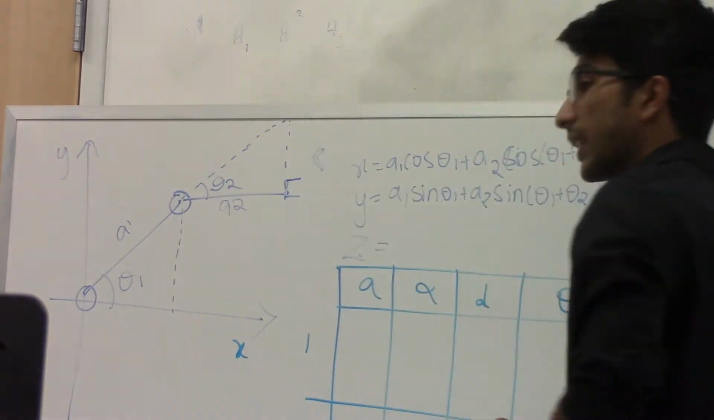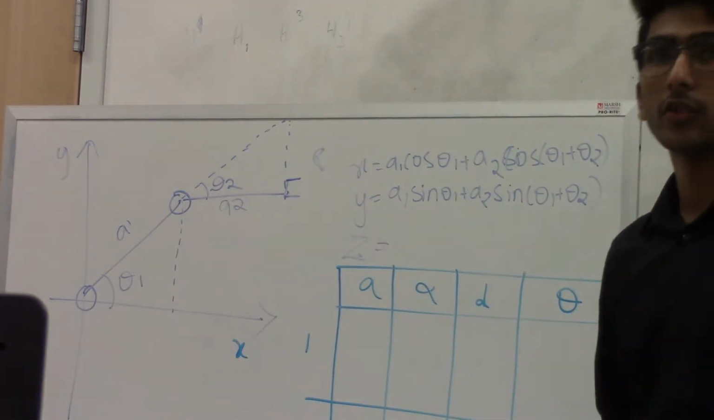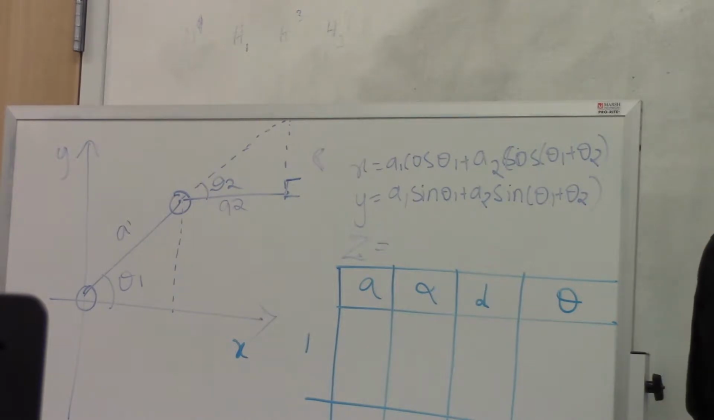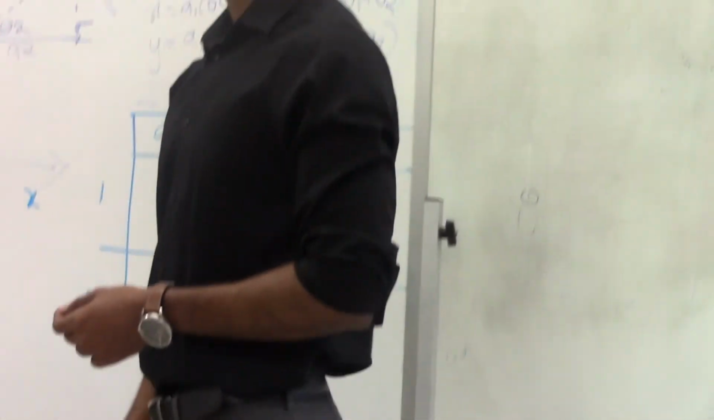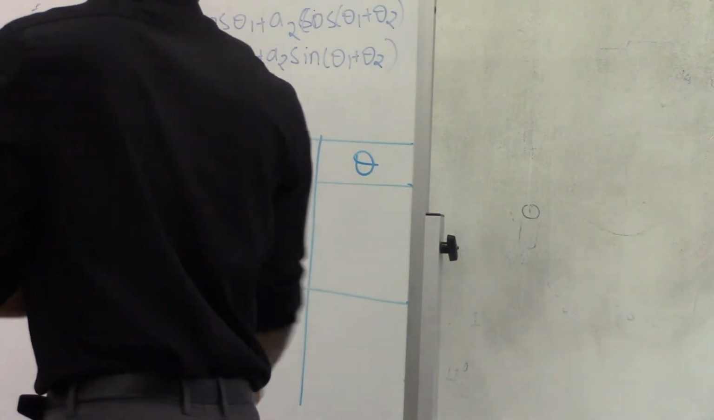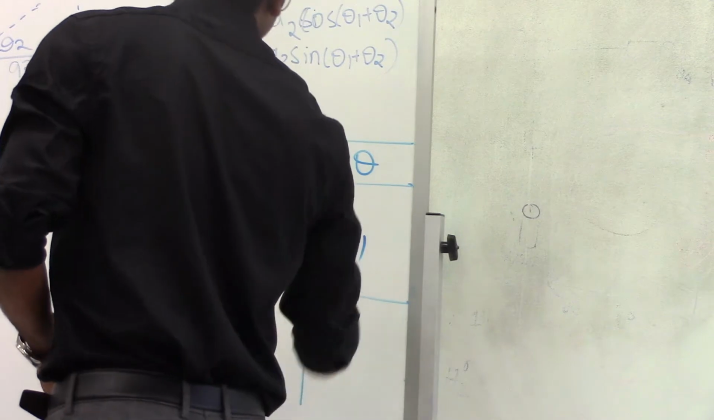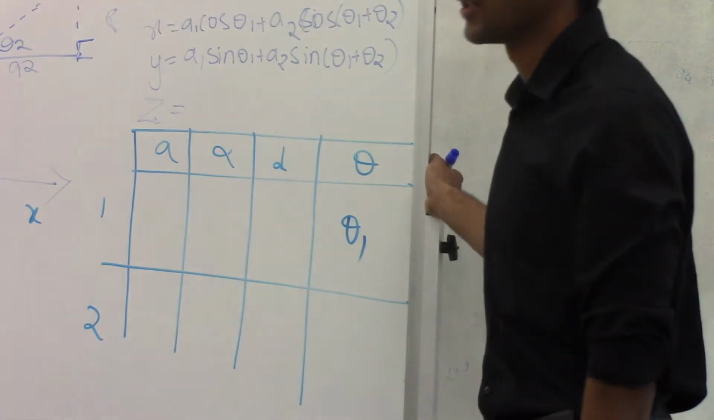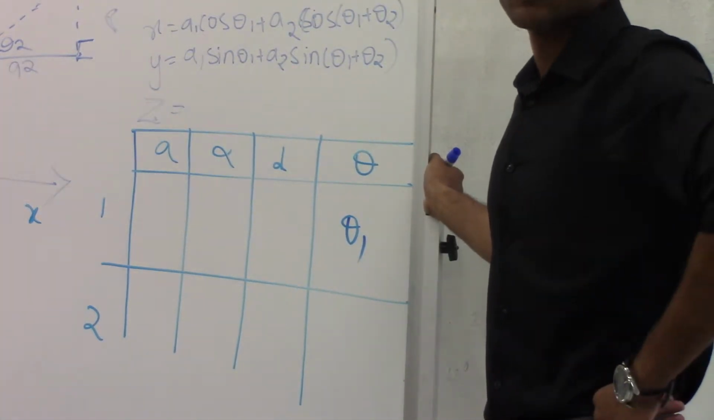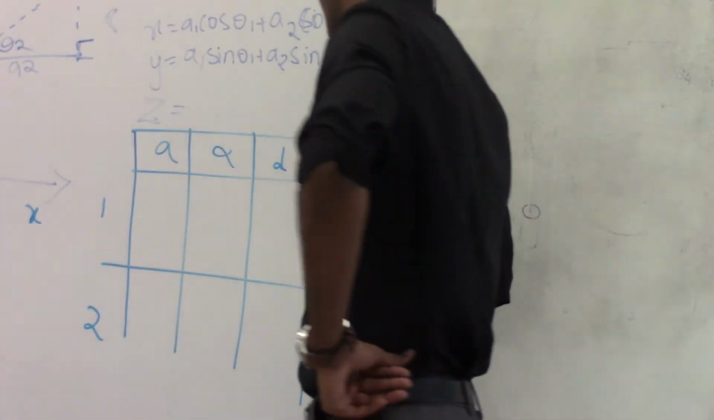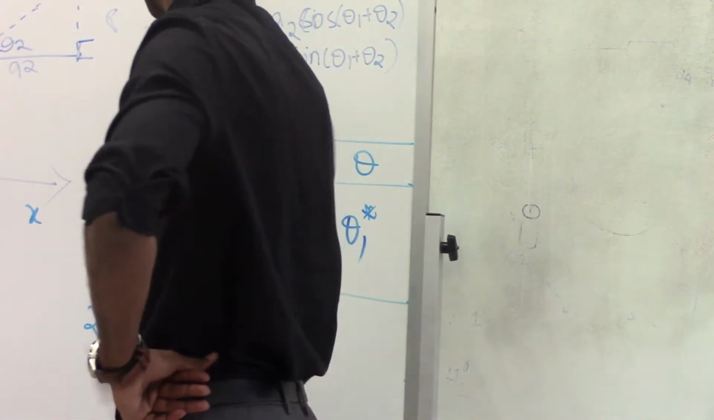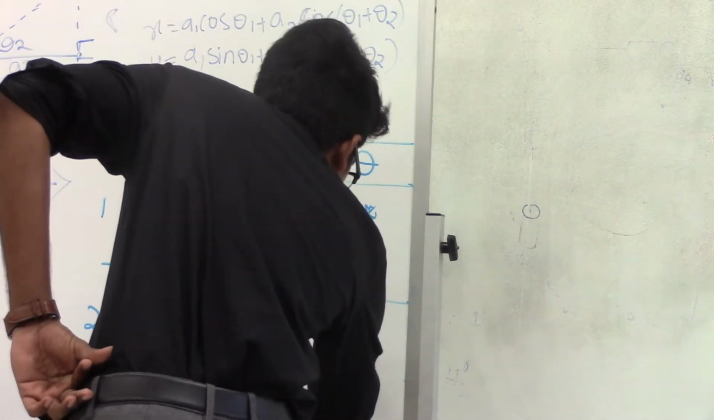When you are filling the DH table, what is the first parameter that you always fill? Variables. So what is the variable for the first joint? Theta 1. Theta is our joint variable. And for a variable, how do we notate it? Star. We use a star mark because the value always changes. And same with the second joint, we have theta 2 as a variable, so we fill theta 2 here.